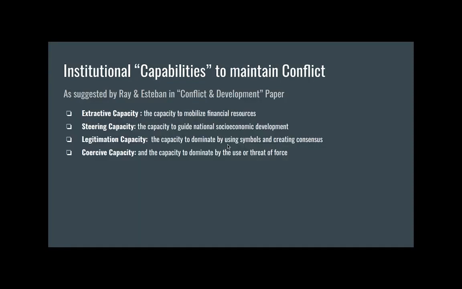When evaluating institutional capabilities, Esteban and Ray have identified four main capabilities used to set the rules of the game of how society should run.